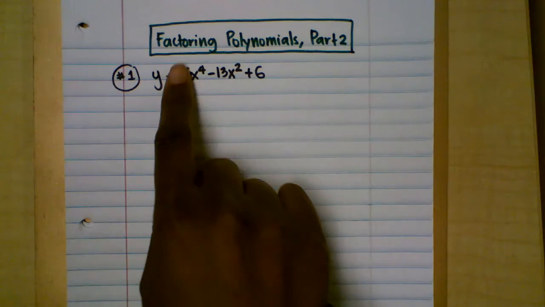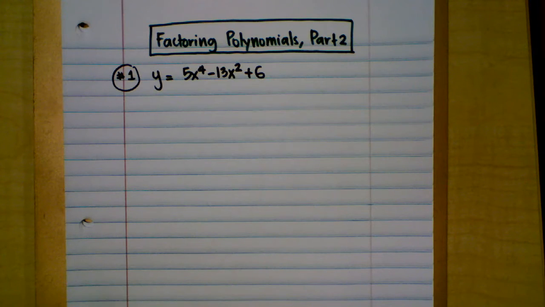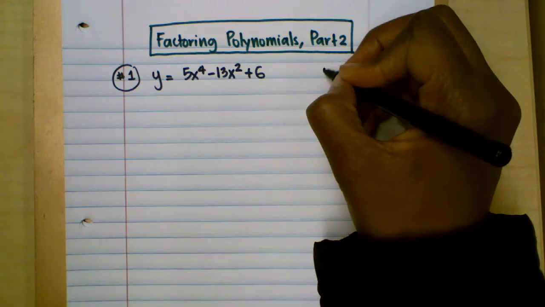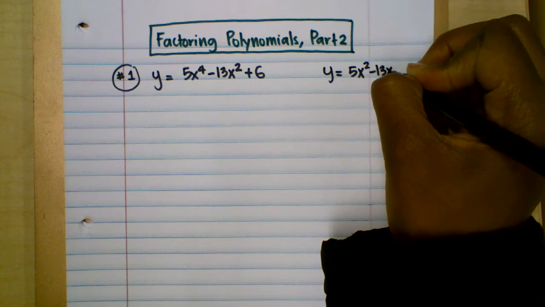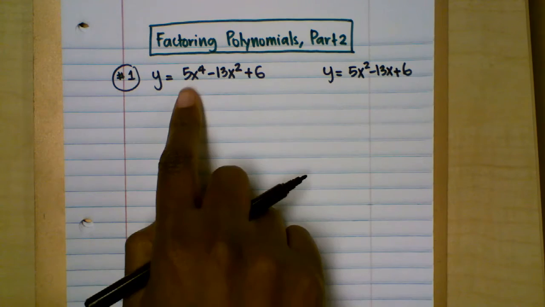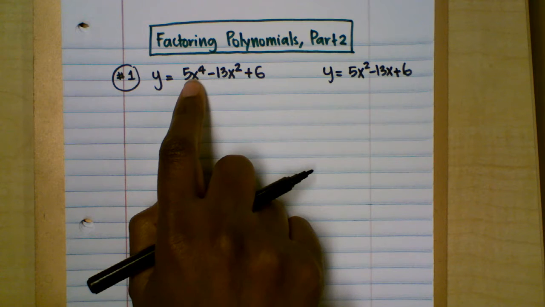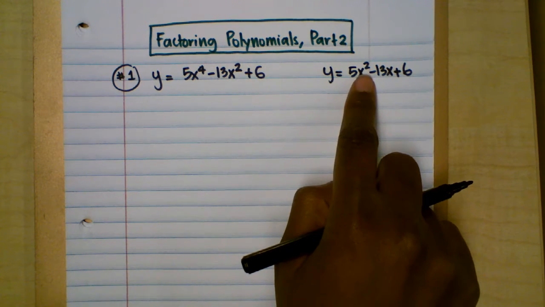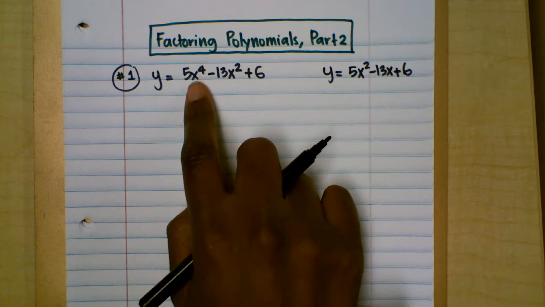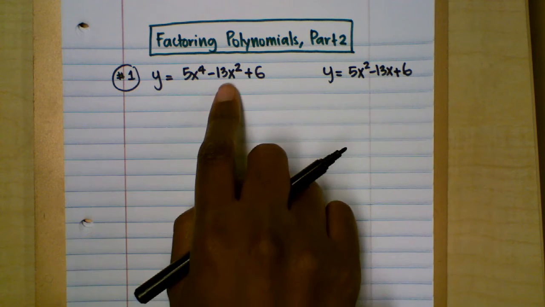So how do we factor these kinds of polynomials? Okay, it's the same process as when you factor a quadratic expression like 5x squared minus 13x plus 6. It's the same process you're going to do to factor this quadratic polynomial. But instead of x squared, it's going to be x to the fourth power. Instead of x, you have x squared.